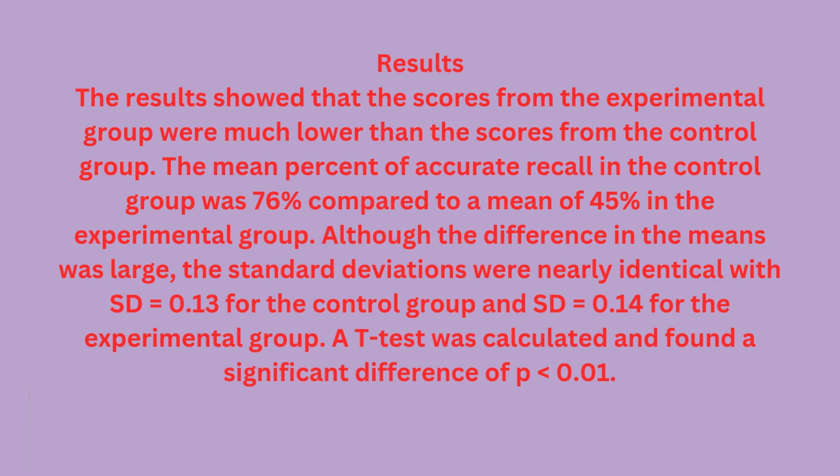Now the results were like this. The results showed that the scores from the experimental group were much lower than the scores from the control group. The mean percent of accurate recall in the control group was 76% compared to a mean of 45% in the experimental group. Although the difference in the means was large, the standard deviations were nearly identical, with SD 0.13 for the control group and SD 0.14 for the experimental group. A t-test was calculated and found a significant difference, p less than 0.01.